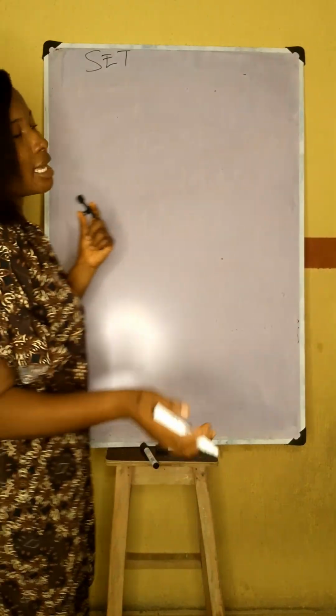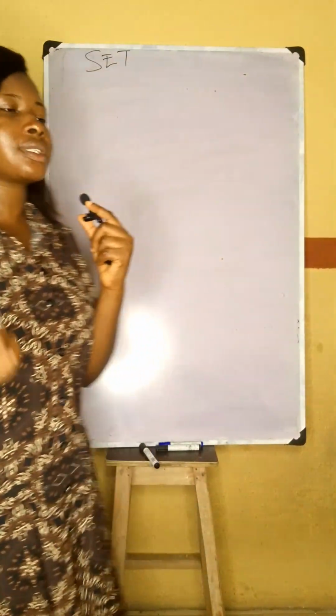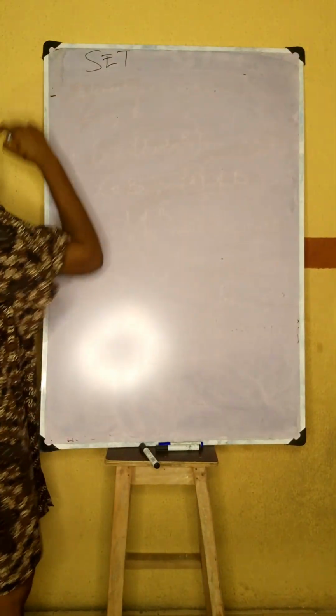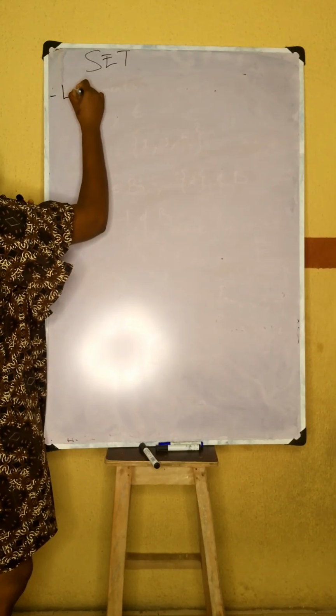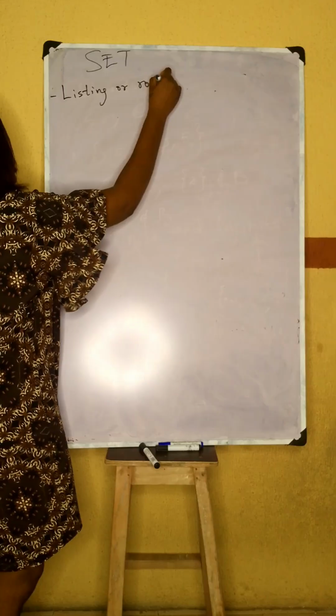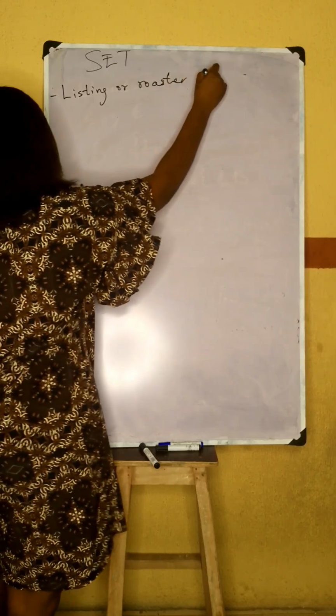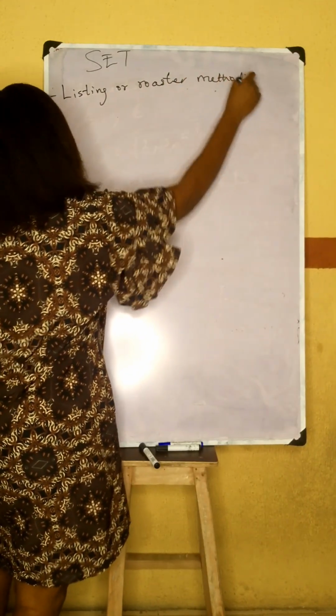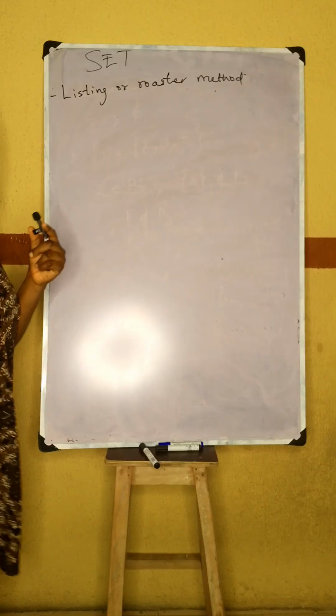There are actually two ways we can write our set. The first way is called the listing or roster method. The listing or roster method is the first way we write sets.